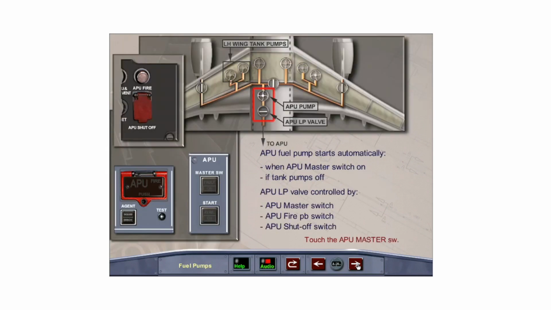The APU fuel pump is installed near the center fuel tank, but uses fuel from the left-hand side of the fuel system. It starts automatically whenever the APU master switch is on and the tank fuel pumps are off. The APU low-pressure fuel shutoff valve, when open, allows fuel to flow from the fuel tank to the APU. It is controlled by the APU master switch, the APU fire push-button switch, and the APU shutoff switch on the external panel. Touch the APU master switch to turn the APU fuel pump on.